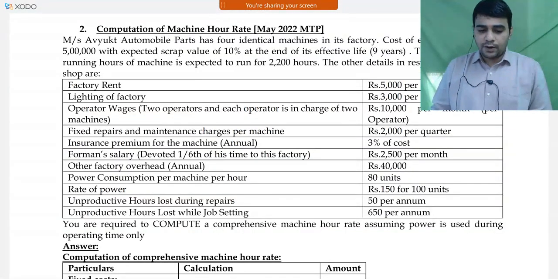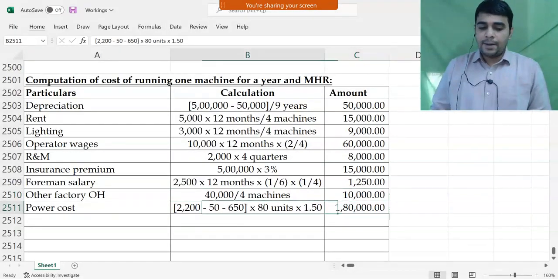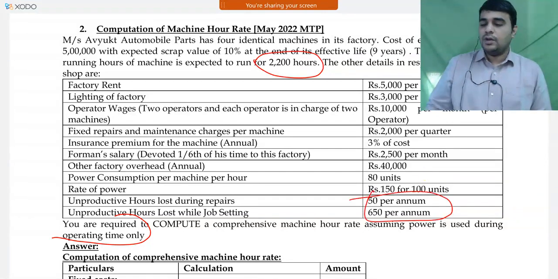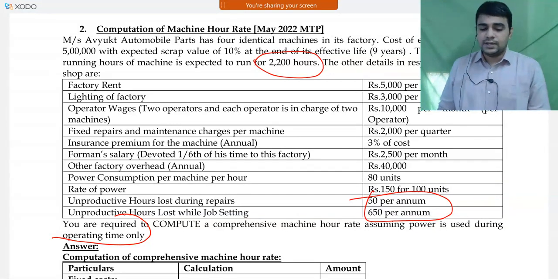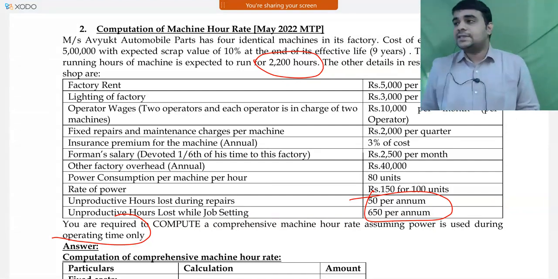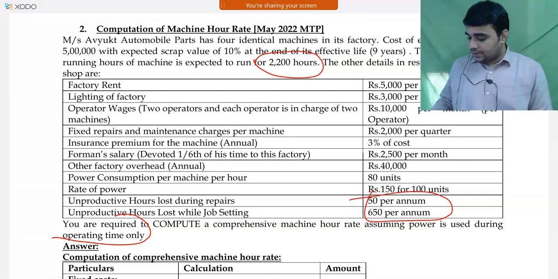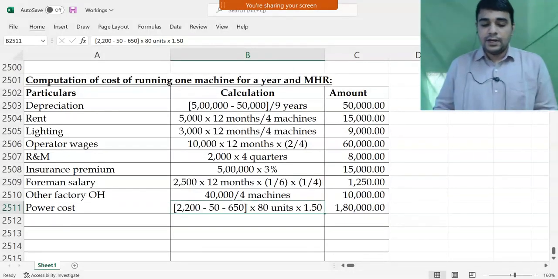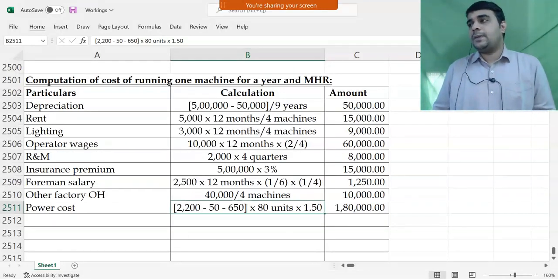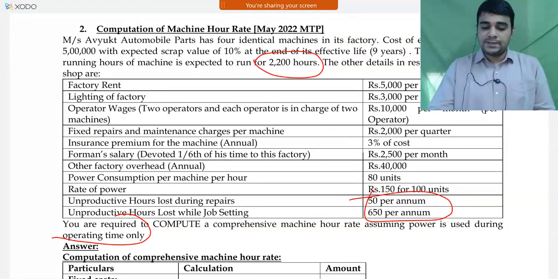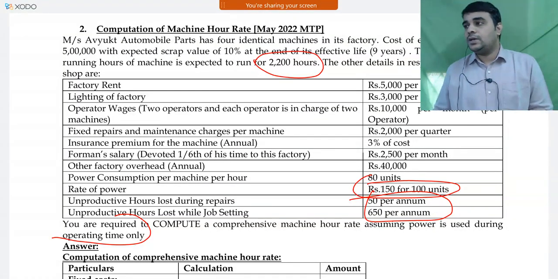Other factory overhead, 40,000 divided by 4 machines. Power cost is incurred only for operating time. So of the 2,200, you are losing these two: 50 hours for repairs and 650 hours for job setting. These are the two losses, and they have clearly mentioned this is unproductive. So 2,200 minus 50 minus 650, into 80 units, into 1 rupee 50 paise. 1 rupee 50 paise is 150 for 100 units, so 1 unit is 1 rupee 50 paise.